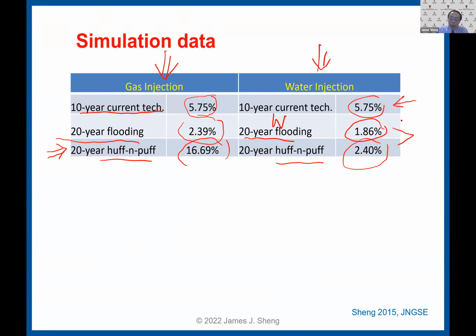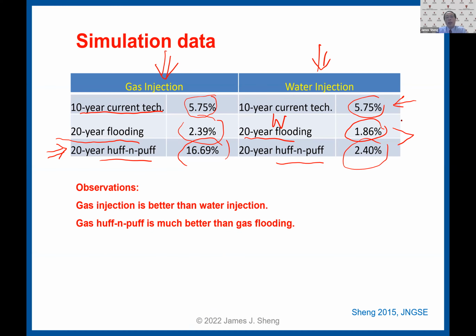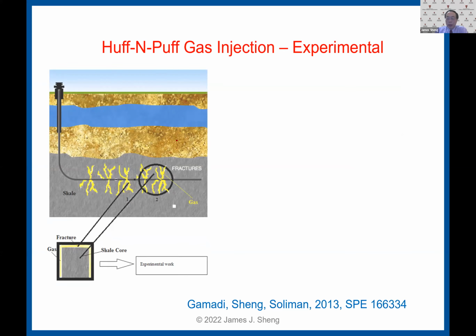All right. So from this simulation study, let's summarize what we observe. Gas injection is much better than water injection. Let's compare the huff and puff here and the flooding here. Flooding is slightly higher for water, but gas huff and puff is much higher than the water flooding. So the analysis is that gas huff and puff is much better than gas flooding. We can get this kind of observation from these two sets of data, right? Okay, so this is the simulation work.